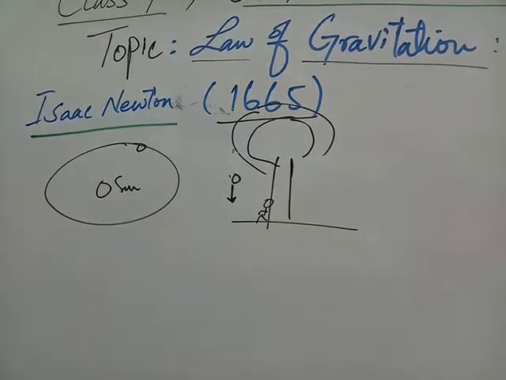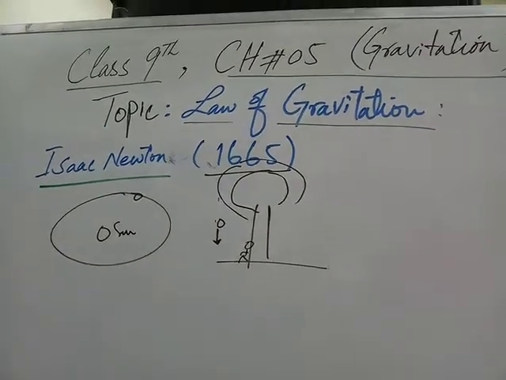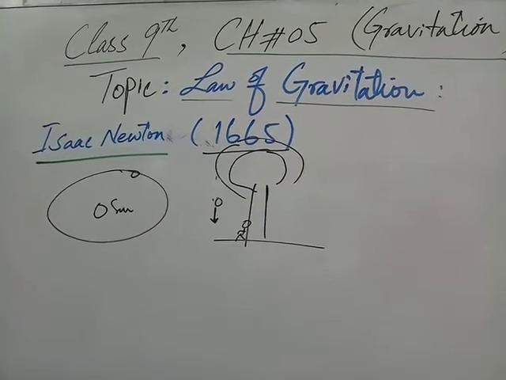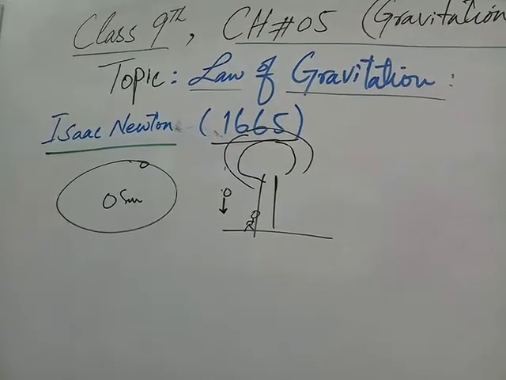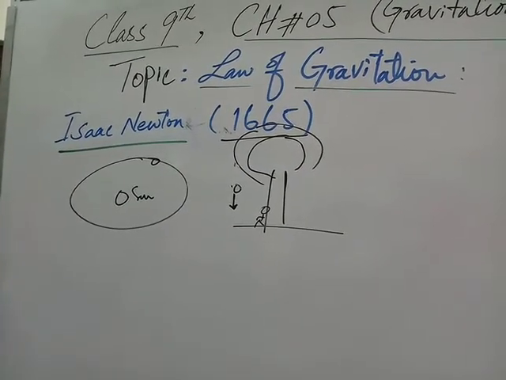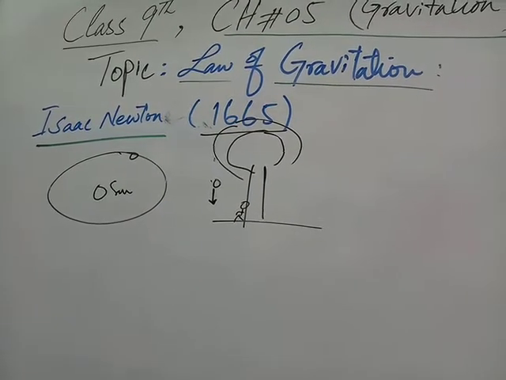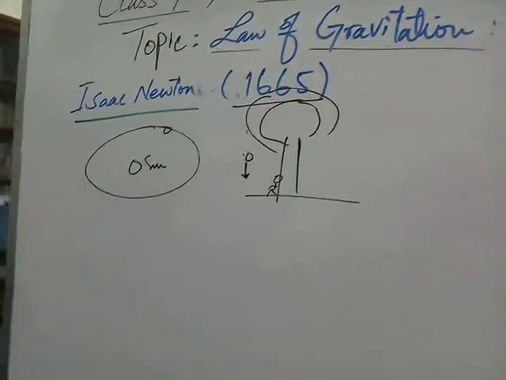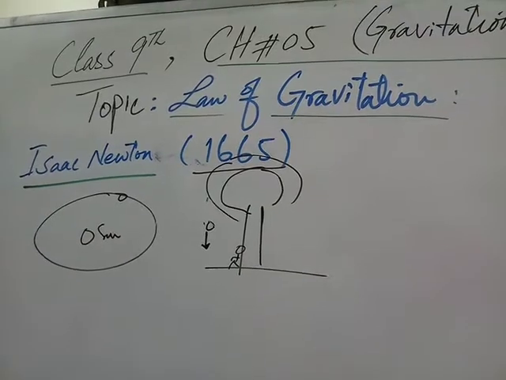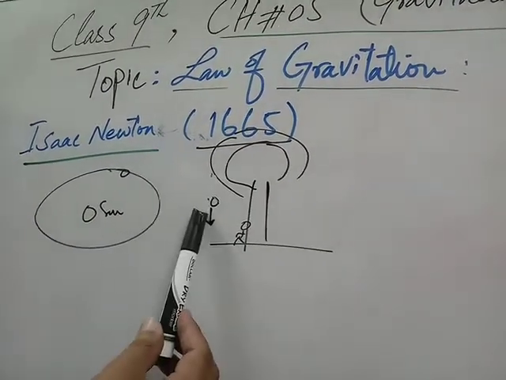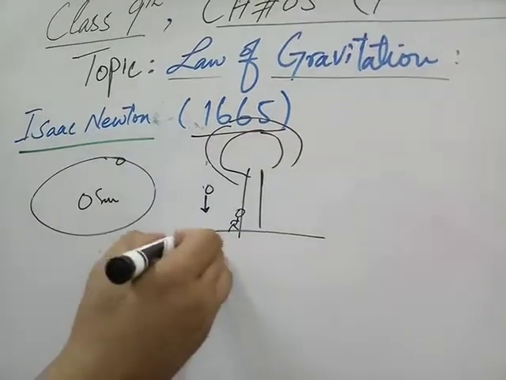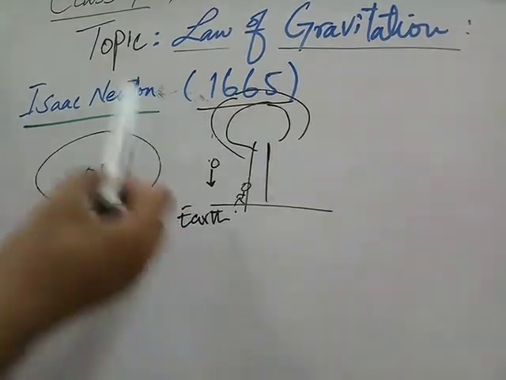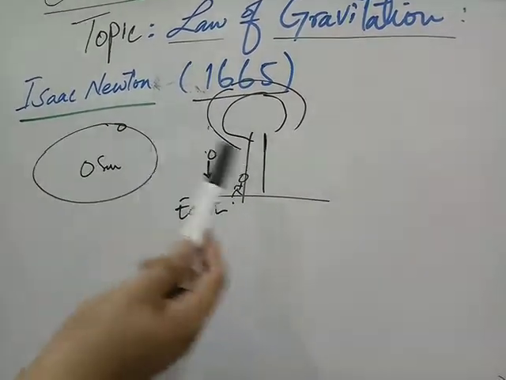So the idea of gravity flashed in his mind. He discovered not only the cause of the falling of that apple, but also the cause that makes the planets revolve around the sun and the moon around the earth. So in this unit, we discuss the concepts of gravitation in detail. On the basis of his observation, Newton concluded that the force which causes an apple to fall on the earth, this is the earth, and the force which keeps the moon in its orbit are of the same nature.